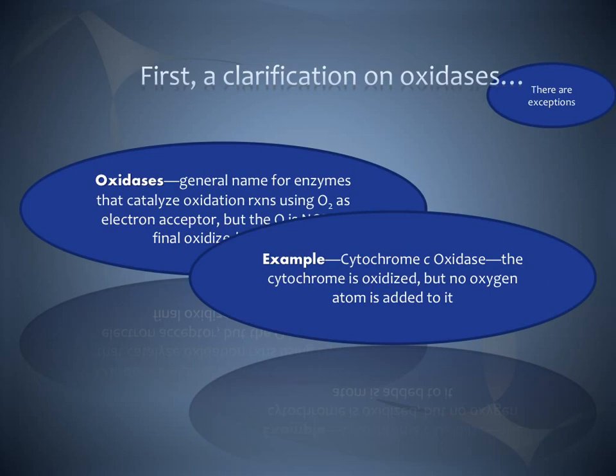So cytochrome C oxidase. The cytochrome was oxidized, but no oxygen atom was actually added to the cytochrome C. You know, it just meant that it lost electrons.